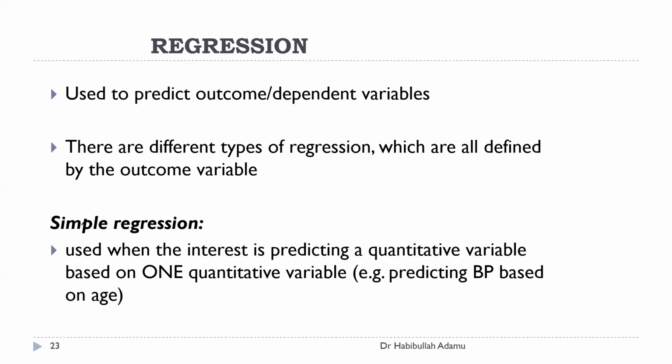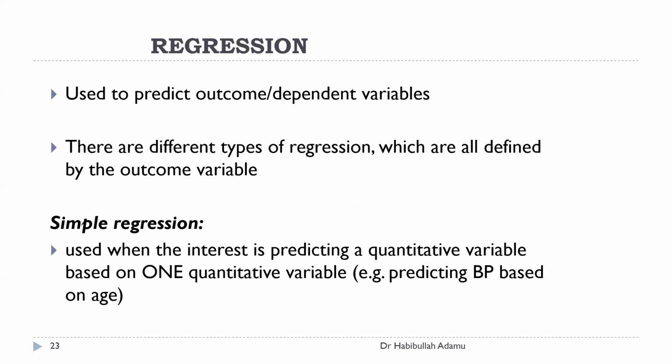Regression is also another statistical test that we commonly use. Here, it is used for what? Predicting outcomes. You have a dependent variable, and you have an independent variable. The dependent variable is the variable that is usually predicted.